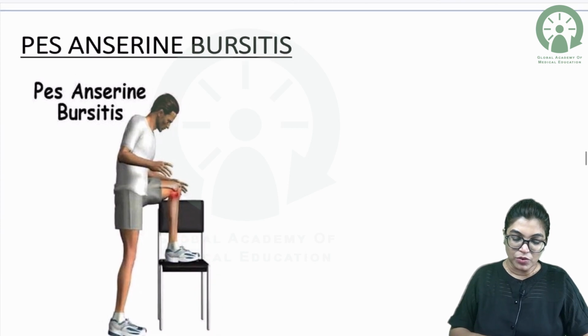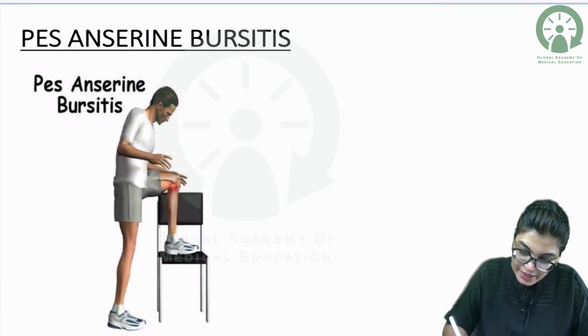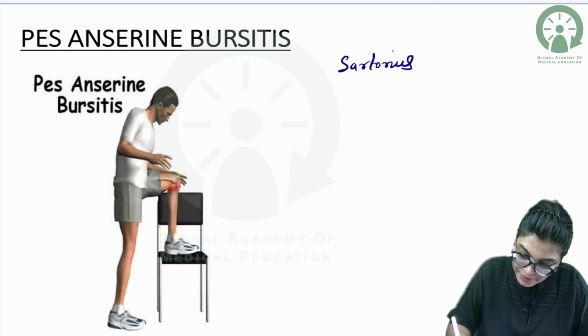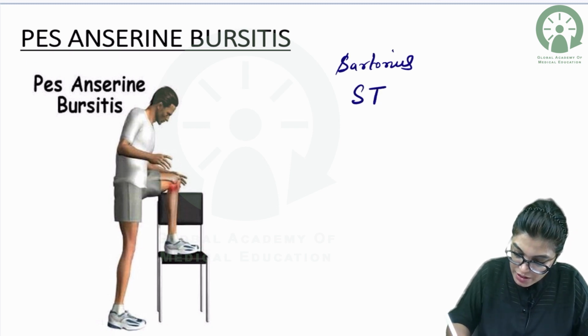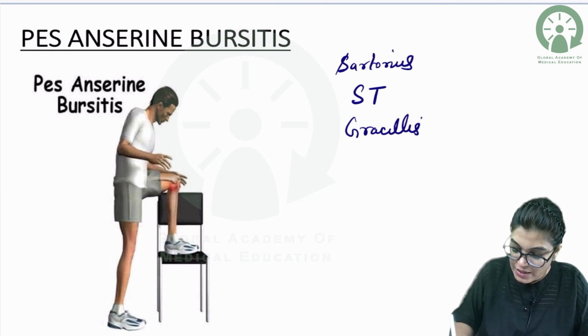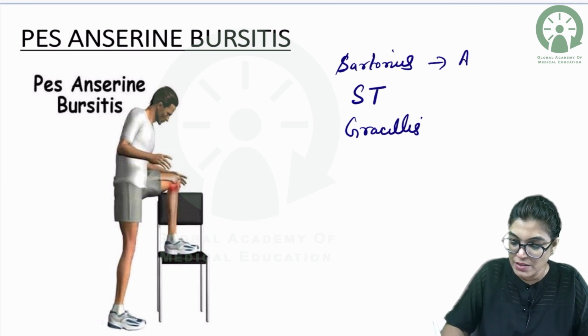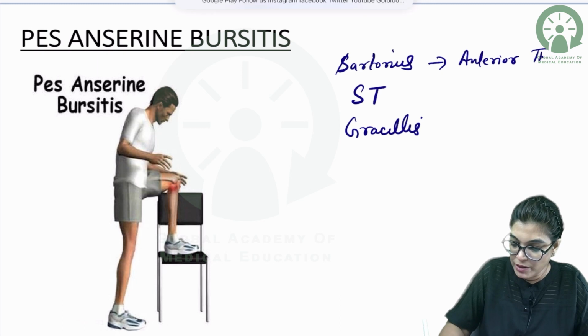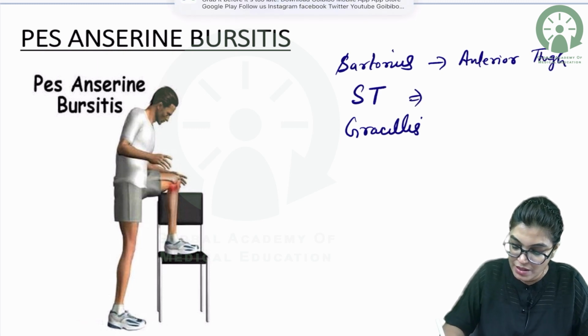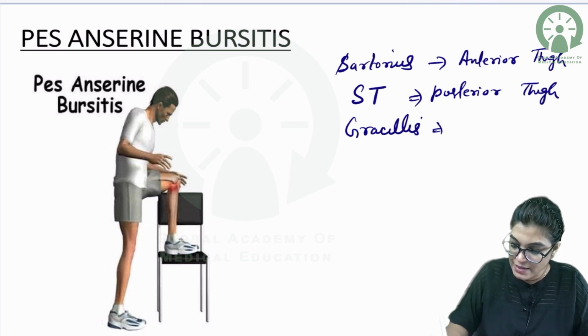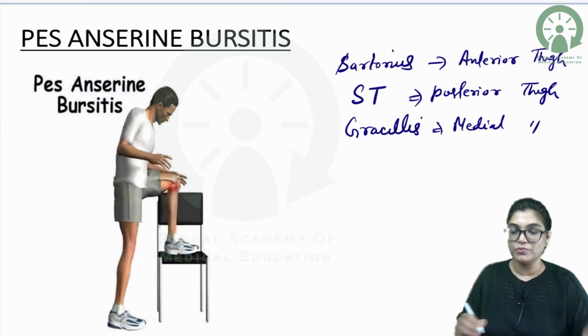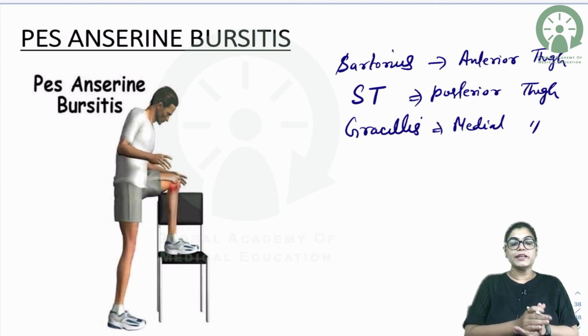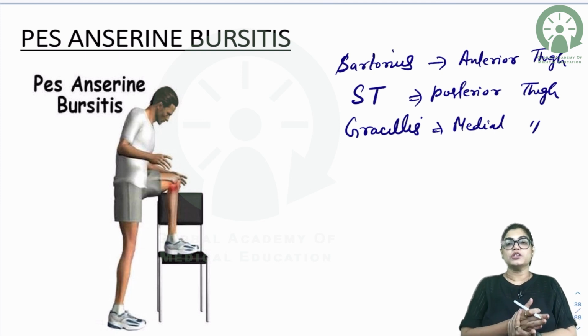Pes anserine bursa, and we know that there are 3 muscle tendons: sartorius, semitendinosus, and gracilis. Sartorius is the muscle of the anterior compartment of the thigh. Semitendinosus is the muscle of the posterior compartment of the thigh. Gracilis is the muscle of the medial or adductor compartment of the thigh. Sartorius originates from the anterior superior iliac spine, semitendinosus from the ischial tuberosity, and gracilis from the adjoining area of the ischium and the pubis.